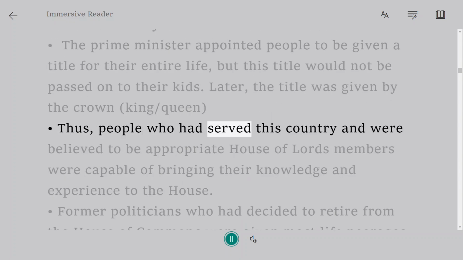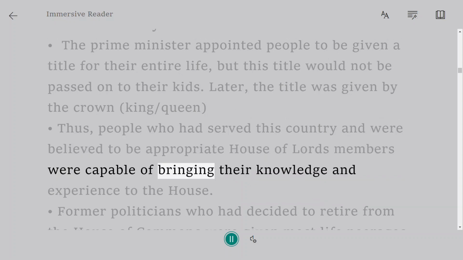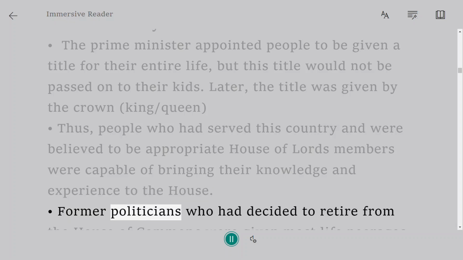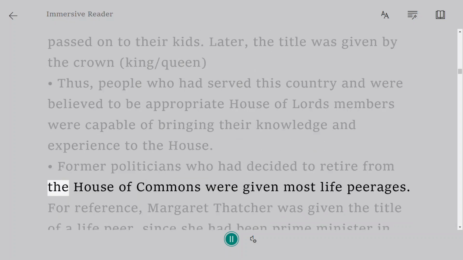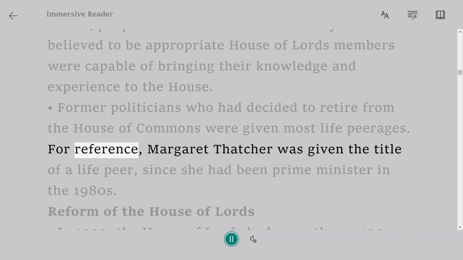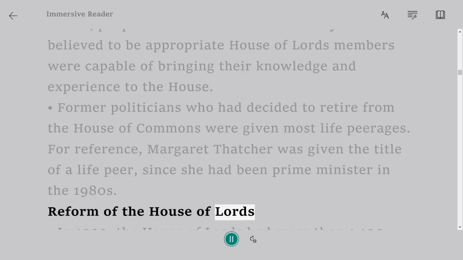Thus, people who had served this country and were believed to be appropriate House of Lords members were capable of bringing their knowledge and experience to the House. Former politicians who had decided to retire from the House of Commons were given most life peerages. For reference, Margaret Thatcher was given the title of a life peer, since she had been Prime Minister in the 1980s.